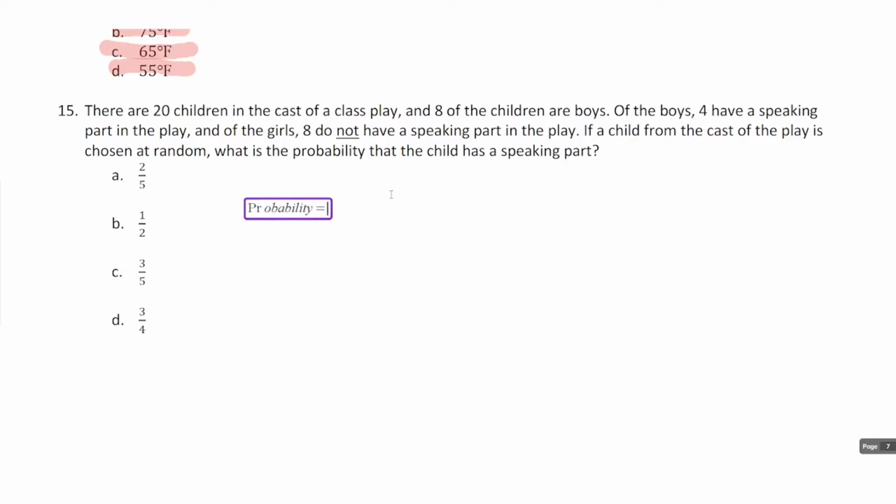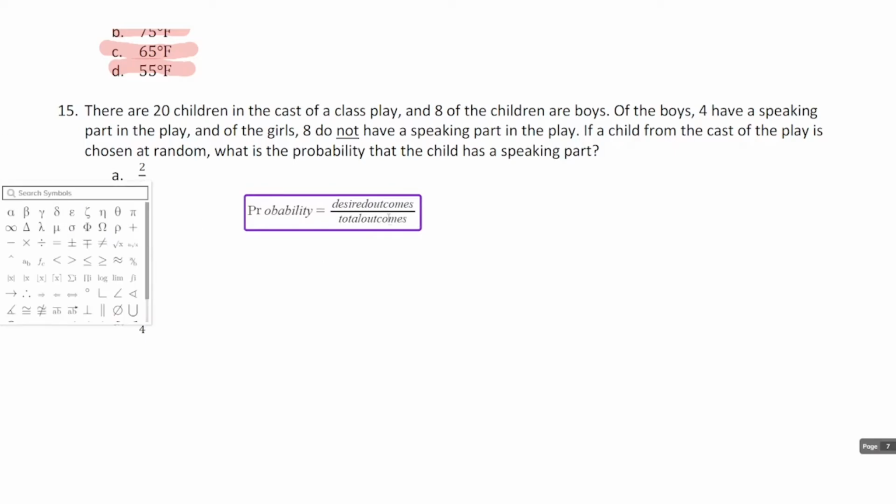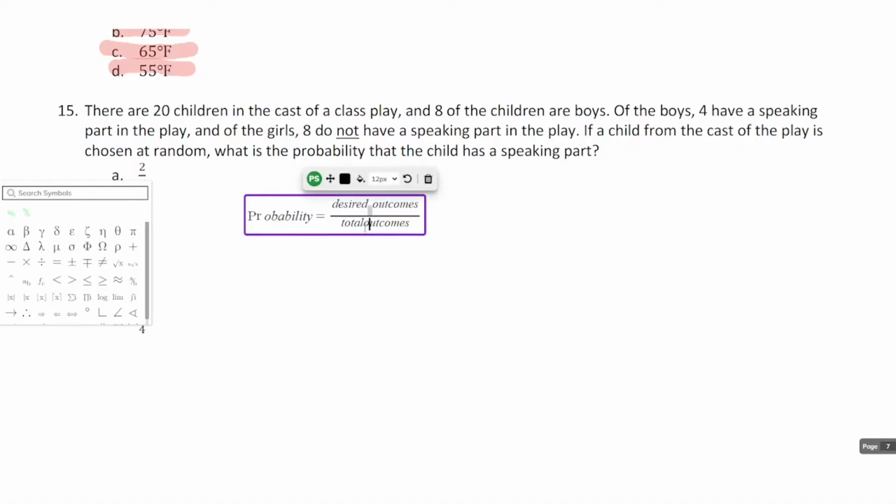Not sure what's going on with the text there, but the probability is going to be a fraction. It's going to be the number of desired outcomes divided by the total number of outcomes. And just to make this look a little nicer, I'm going to throw in a little space here. Okay, so we've got the desired outcomes divided by the total number of outcomes.